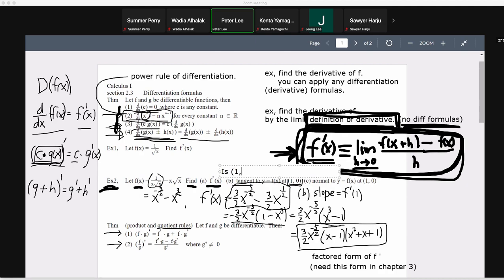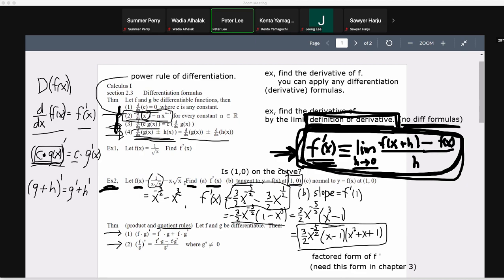Is (1, 0) on the curve? Is it? Yes, it is. When you plug x equals 1 into the function, 1 minus 1 becomes 0. So 1 minus 1 is 0.